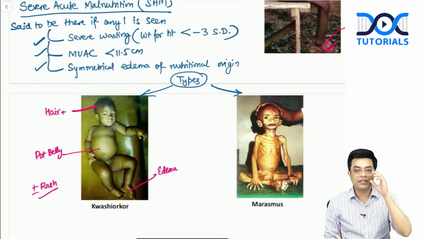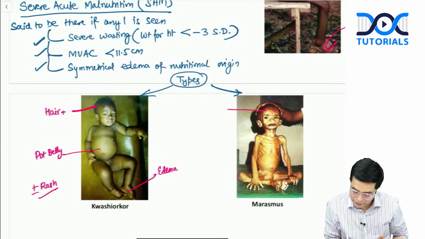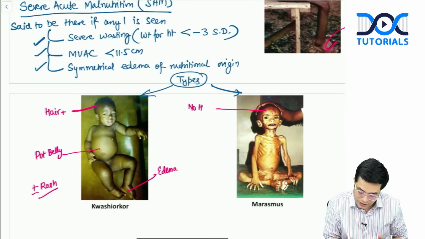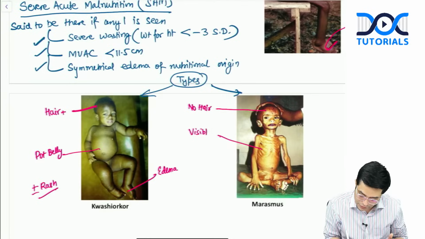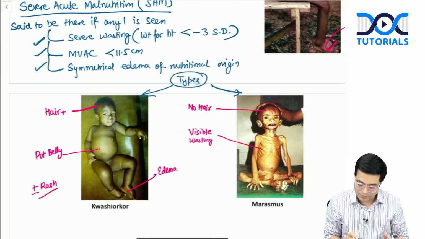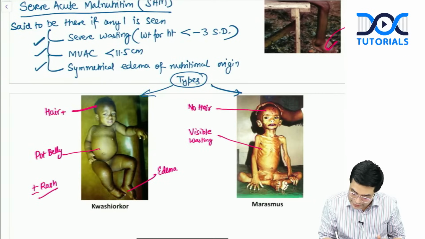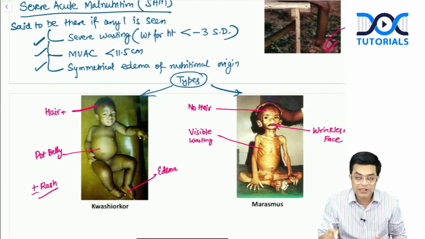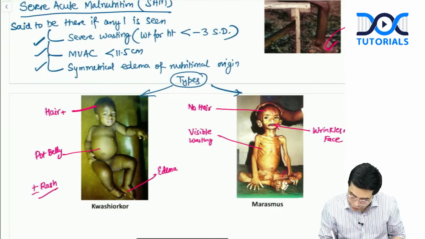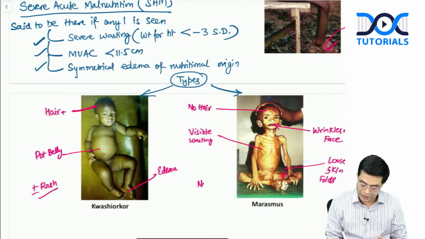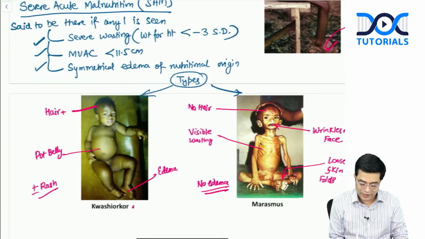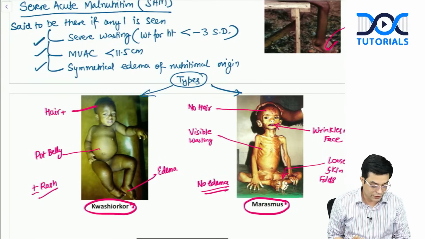On the other hand, a marasmic child looks very bad. So look at the marasmic child. You will find that this child is having no hair. Alopecia is often present. Secondly, you will find that there is severe visible wasting. Muscles will be totally atrophic. You will find that there will be wrinkles on the face. This is called monkey face, a face like a baby monkey, wrinkles on the face. You will also find, look at this child, there will be loose skin folds present in the thighs, buttocks, axillary region, because fat is totally gone in the body and there will be no edema in the child. So this is how you are going to identify Kwashiorkor. This is how you are going to identify marasmus.